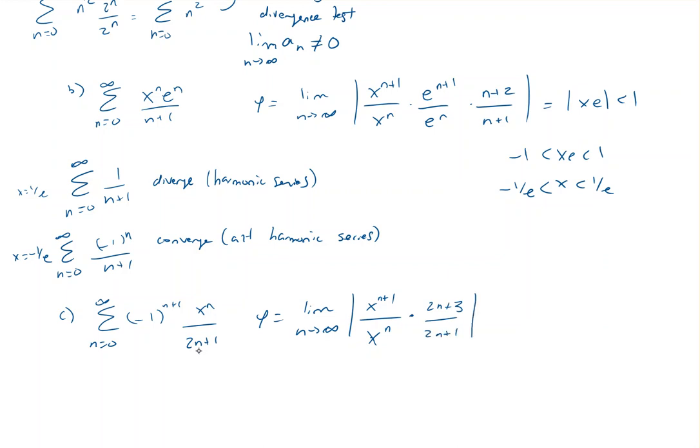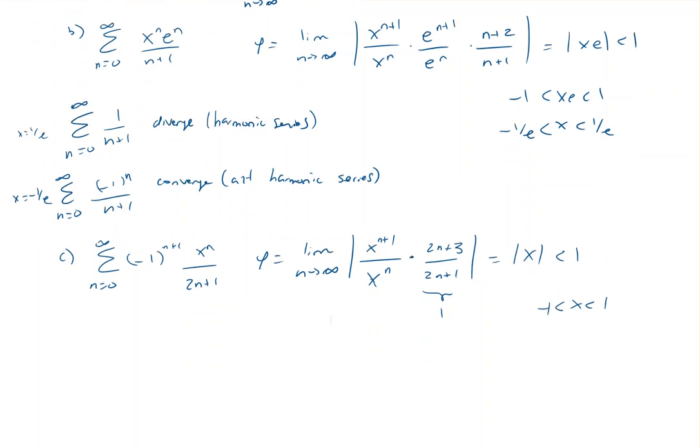Two times the quantity n plus 1 becomes 2n plus 3. It doesn't make a huge difference because this limit is still 1. Therefore, we just are left with the absolute value of x, which is less than 1. So therefore, we know x is between negative 1 and 1. Now we have to plug in 1 and plug in negative 1. Here's where it gets a little bit uglier, and I've shown you a few like this before. When you plug in negative 1, it gets a little messy.